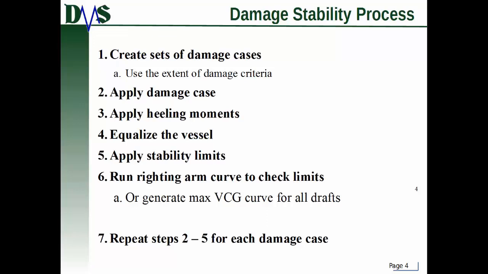Now after that, you apply one damage case, damaging one or more compartments. You then apply any healing moments that might apply. You equalize your vessel to that new equilibrium position, and you apply your stability limits. Now once you've turned on your stability limits, as we know, that only defines the limits, so then you have to run your righting arm curve to actually check those limits, or you generate a max VCG curve for all the different drafts. And then here's step number 7. This is where damage stability really becomes a lot of effort: steps 2 through 5, and really 2 through 6, I should say. You repeat that for every single damage case, and possibly for multiple load cases. So you can see how it has the potential to be a repetition of a very simple concept, but you're going to be repeating it quite a bit.